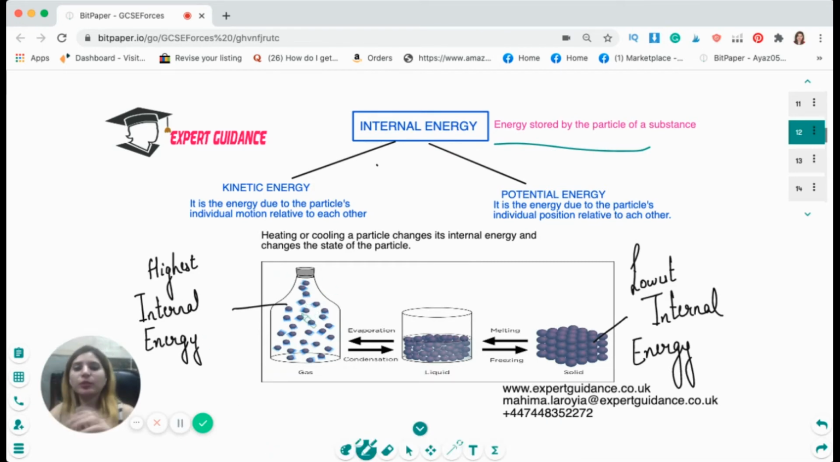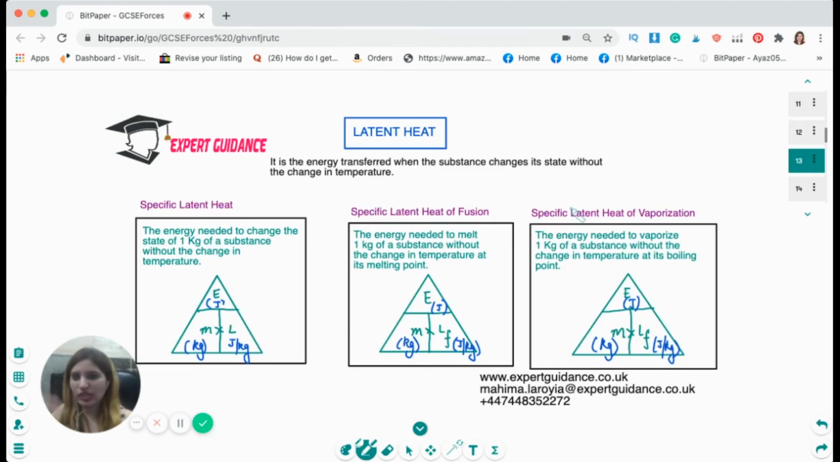Now, heating or cooling a substance changes its internal energy and changes the state of the particles. Now, if you talk about the solid, in a solid, the particles are not moving much. They have very low kinetic energy, so they have the lowest internal energy. On the other hand, gases will have the highest internal energy. And when we convert a solid to a liquid and a liquid to a gas, their internal energy will also change because naturally their kinetic energy is changing.